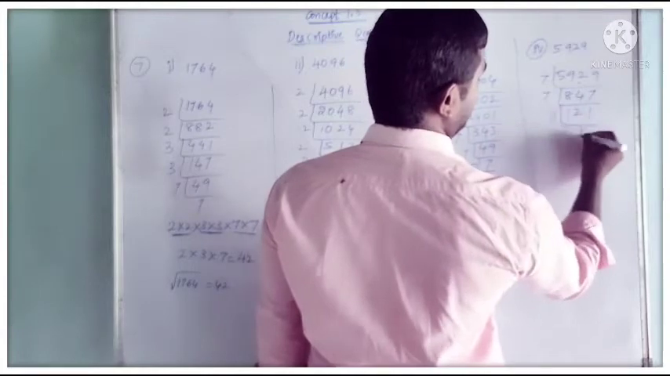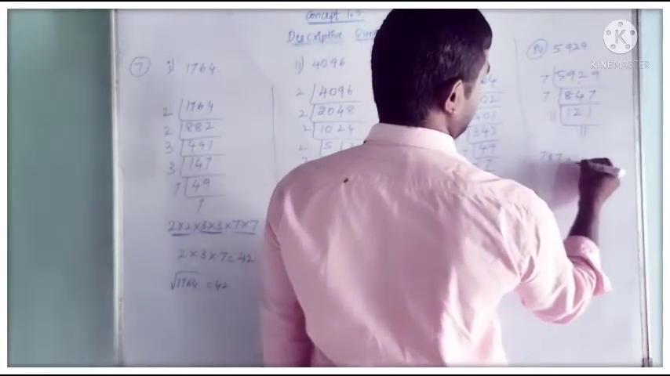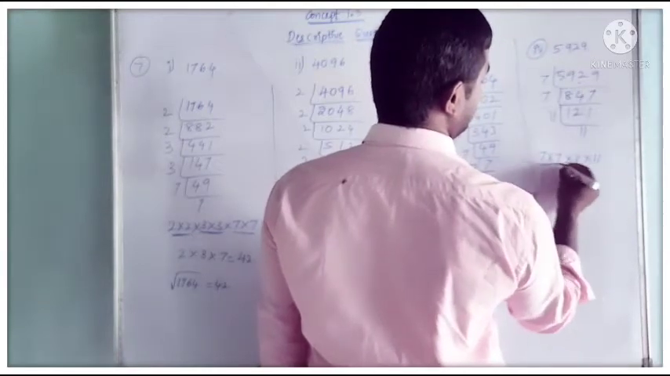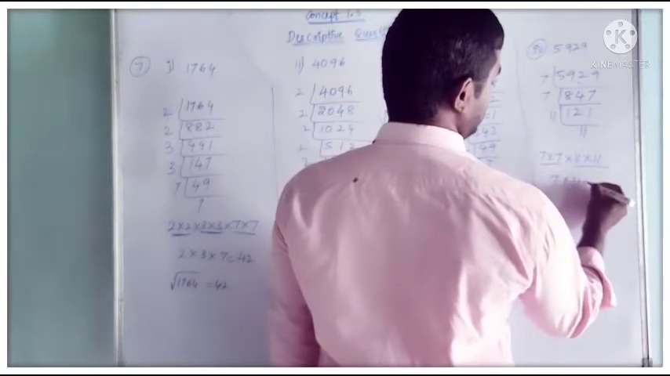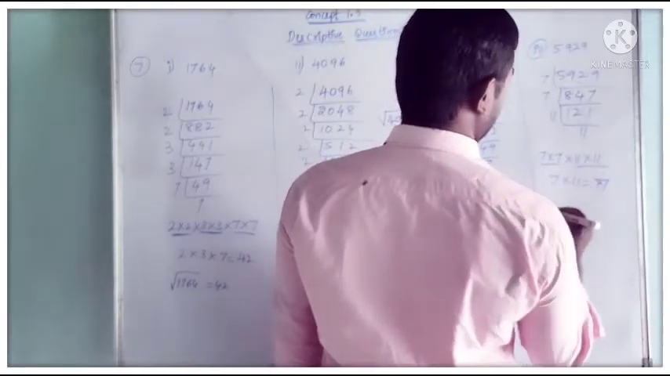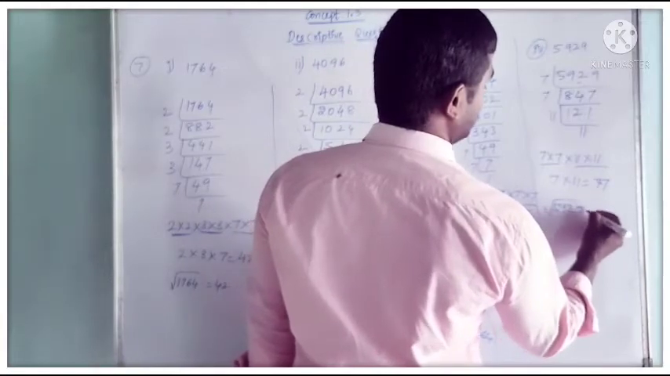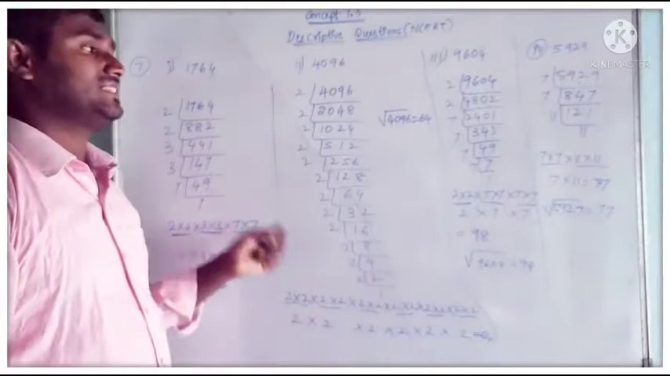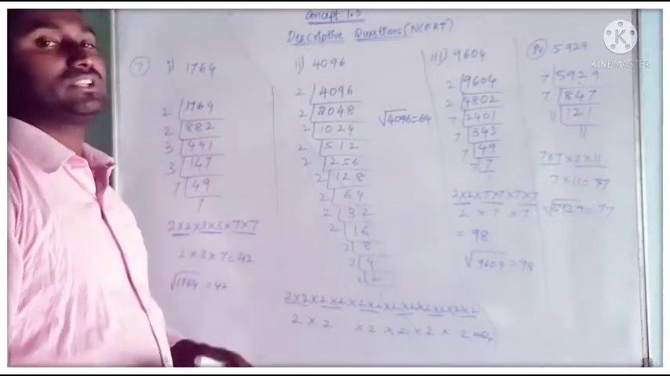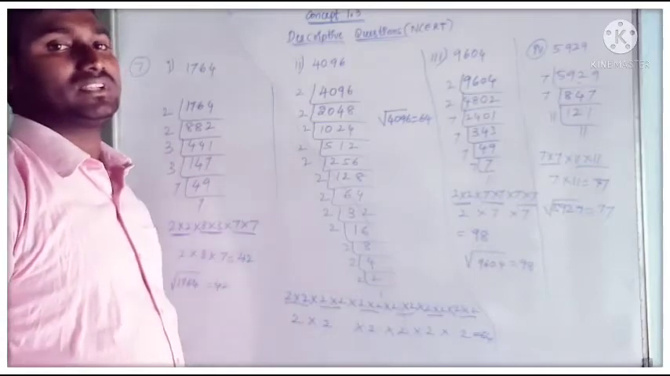Next, 11 into 11. So that is equal to 7 into 7, 11 into 11. From every two similar factors, we can take one number: 7 into 11, which is equal to 77. Therefore, the square root of 5929 equals 77. Likewise, we find the square root of a number by using prime factorization.